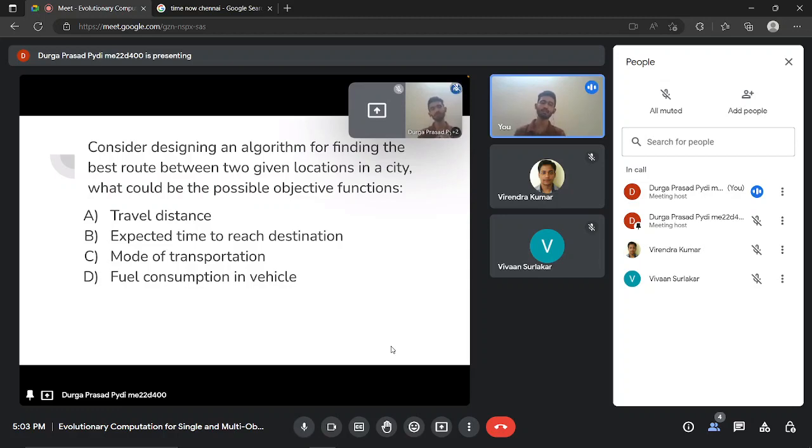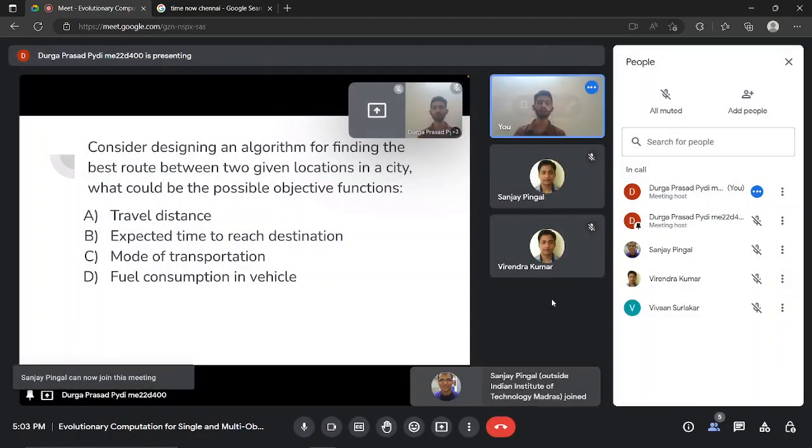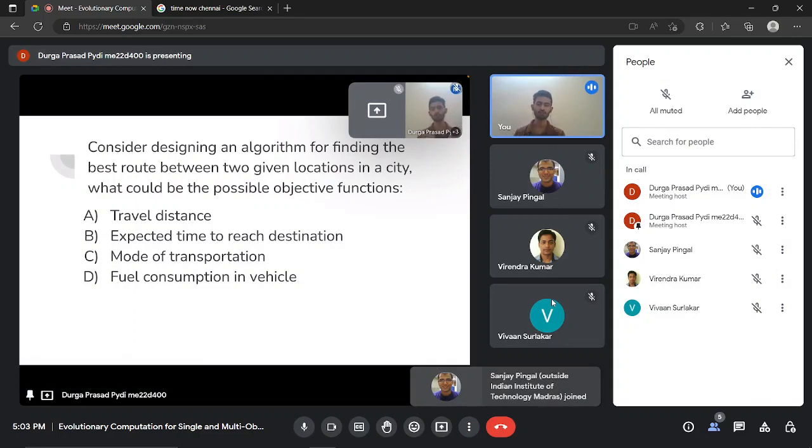Then there is another class of problems, which are multi-objective functions. Those are essentially where you have two contradicting objectives. Say you want to minimize the total travel distance, and also minimize the total time, and also minimize the total fuel consumption. Such kinds of problems are the multi-objective problems which we'll be discussing later in the course.